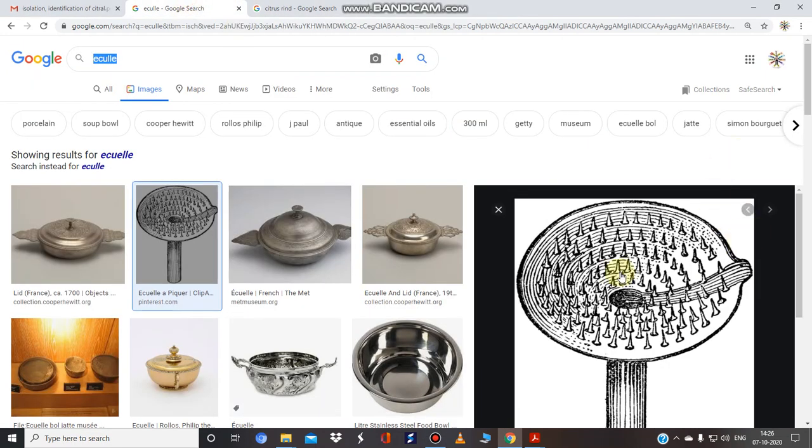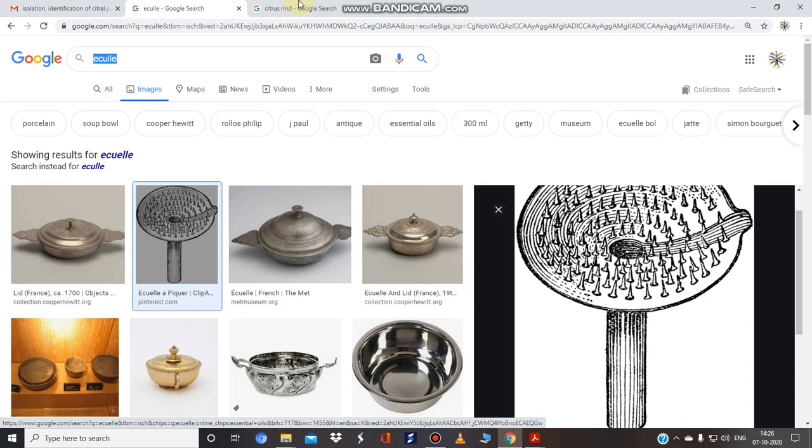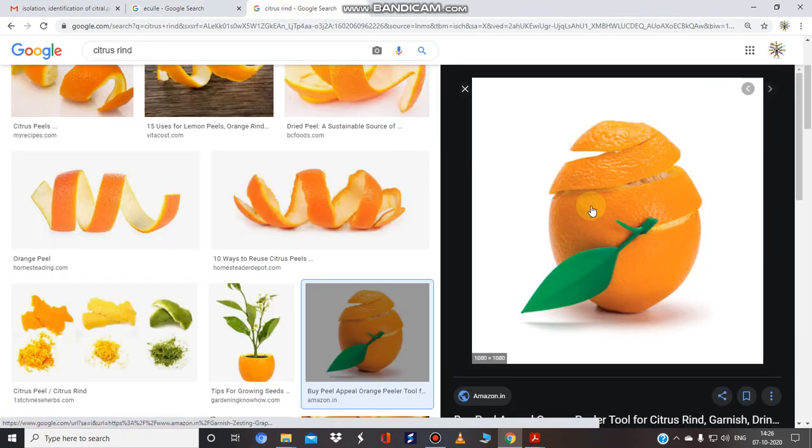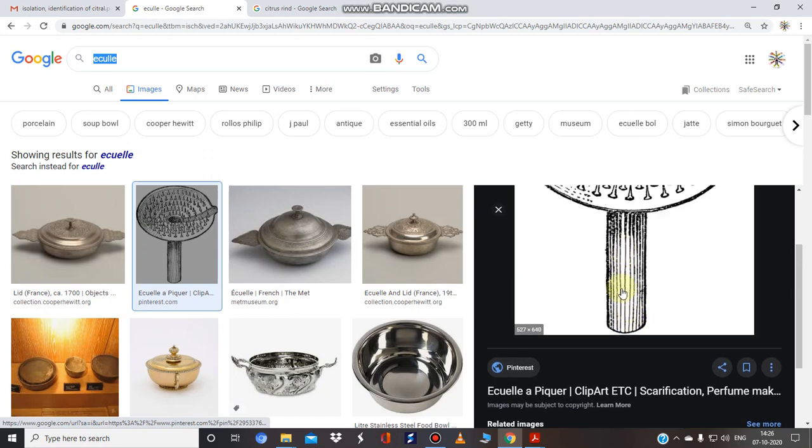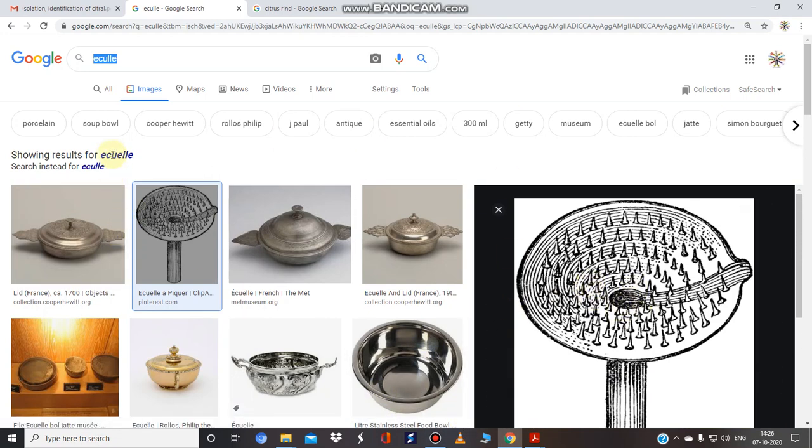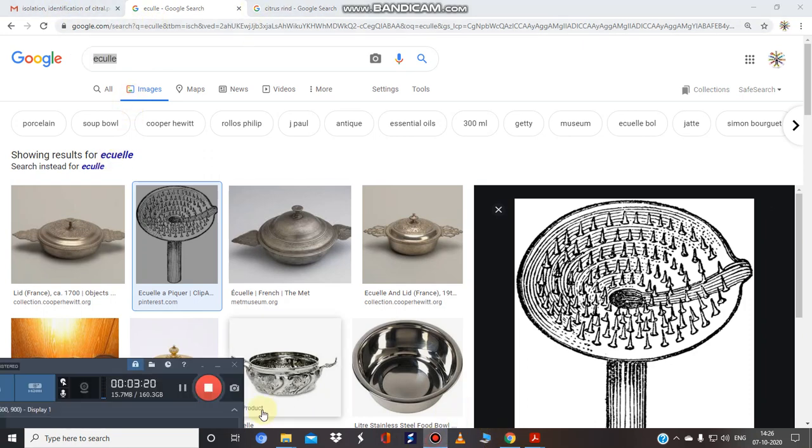We will use this type of instrument that has pointed projections. It has very sharp pointed projections. What these pointed projections will do is rupture the oil glands present in the rind, and the volatile oil is collected in this tube. So generally we use this method, known as the ecuelle, E-C-U-E-L-L-E. Always remember this point.